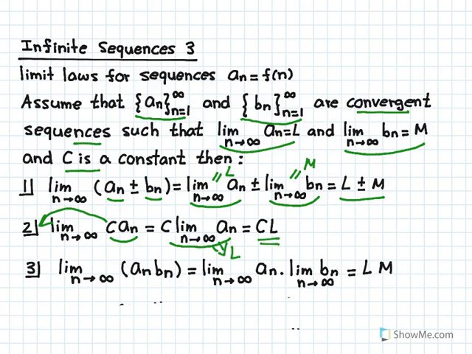Number 3, the limit as n goes to infinity of the product an times bn is equal to the limit as n goes to infinity of an times the limit as n goes to infinity of bn. Now, we know that the limit of an by assumption is L, and the limit of bn as n goes to infinity is m, so the result is L times m. So essentially, the limit of a product is the product of the limits.